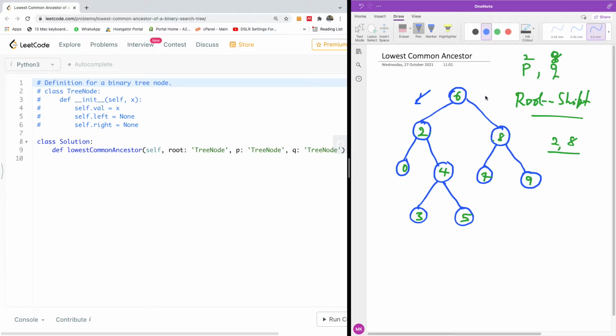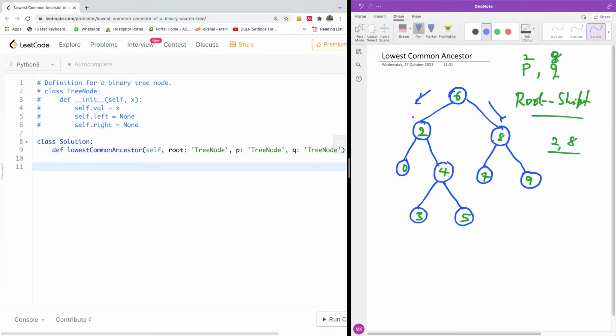However, if both of them are greater than 6, it means that both of them are on the right subtree, and then we are going to shift. That's where the root shift comes from. We are going to shift the root from 6 to 8. In the other case, we shift the root to the left. We keep shifting the root, but if this does not hold, it means that we found it and we are going to return the current node. So let's see how it plays out in code.